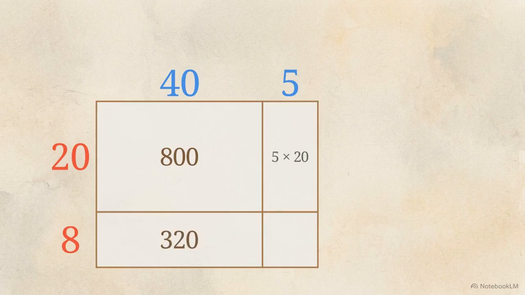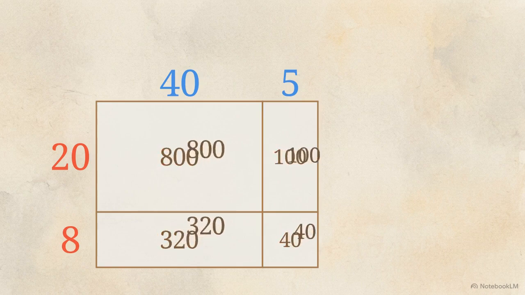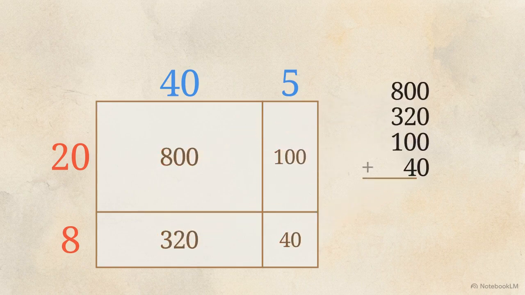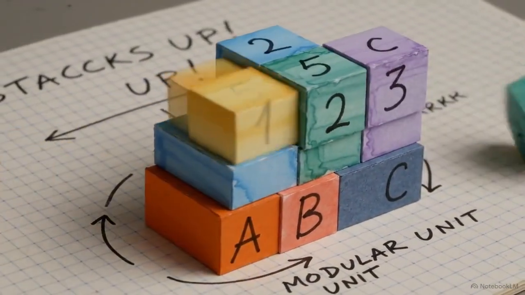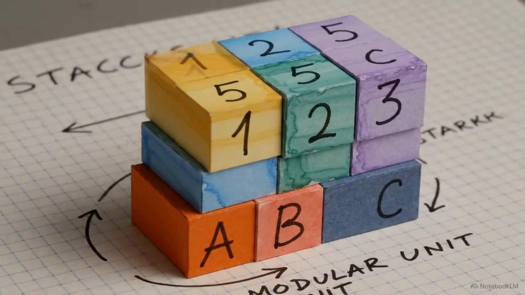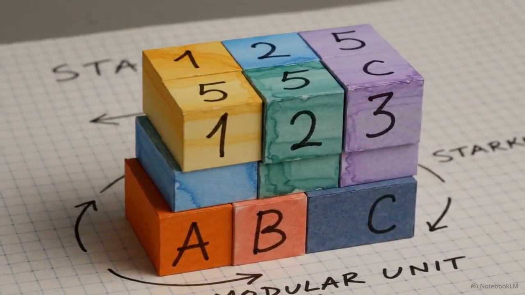40 times 8 is 320. We repeat the process for the remaining values. 5 times 20 gives us 100, and 5 times 8 is 40. These four values are our partial products. When we add them all together, we arrive precisely at 1,260. Translating a multi-digit problem into physical geometry takes an abstract wall of numbers and turns it into manageable mental blocks.